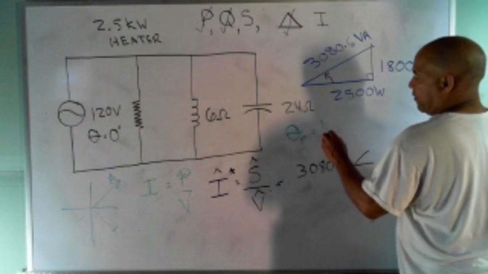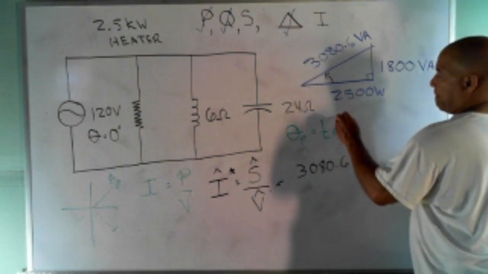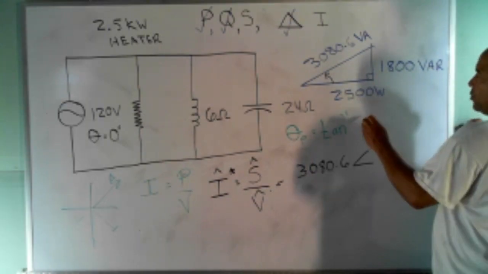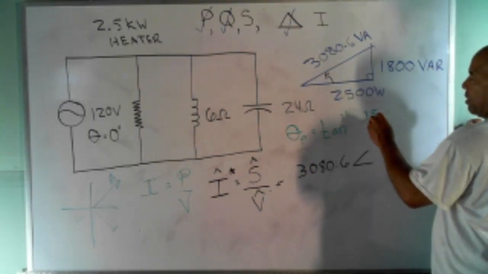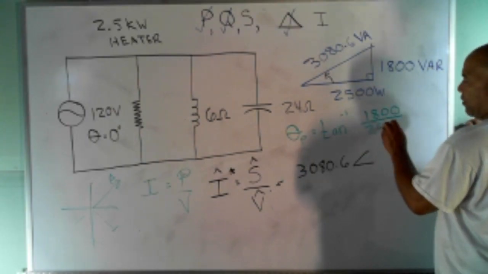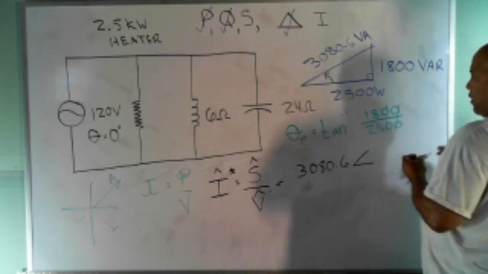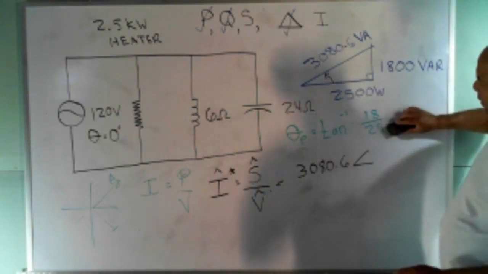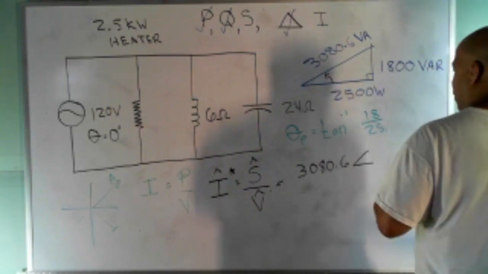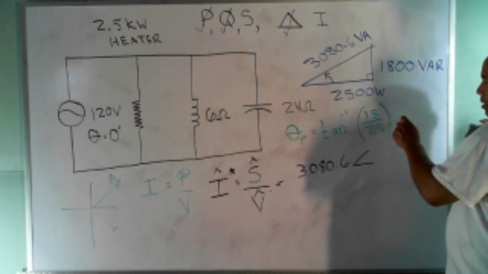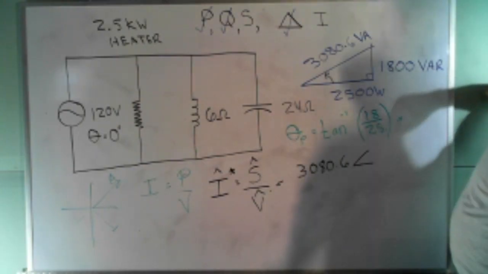It's going to be the inverse tangent of the opposite over the adjacent. So it's going to be 1800 over 2500. You might as well get rid of those two zeros to make it a little easier to put in your calculator. So you tell me what this is. How many degrees is that? And then we'll finish the problem here.